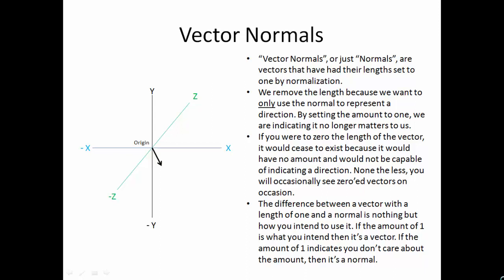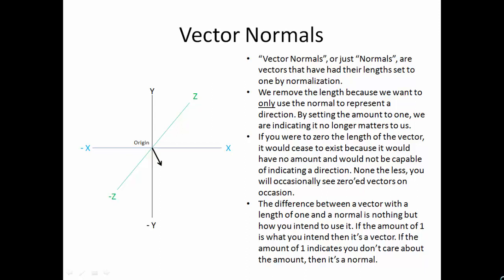If you intend the vector to represent a direction, then it's a normal. If you don't care about the amount, it's a normal. If you care about the amount, if you intend it to represent a direction and an amount, then it's not a normal. I've seen some arguments where they argue that it's not the same thing. It is the same thing. A normal and a vector that just happens to have a length of 1 is the exact same thing. It's a vector with the length of 1. But the way you refer to them, the way you treat them, the way you deal with them is based on intent.